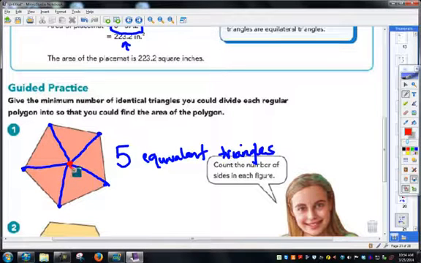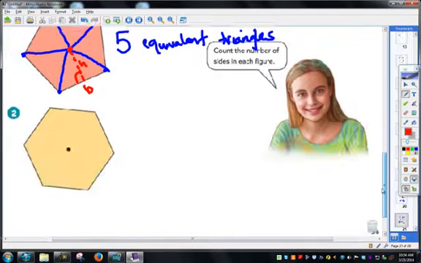So how would I find the area of this? Well, I would have to know this distance right here, the height, and then I would have to know the base. And then I would do 1/2 times base times height, and then I'd multiply it by 5, because that would give me the area of the whole thing.